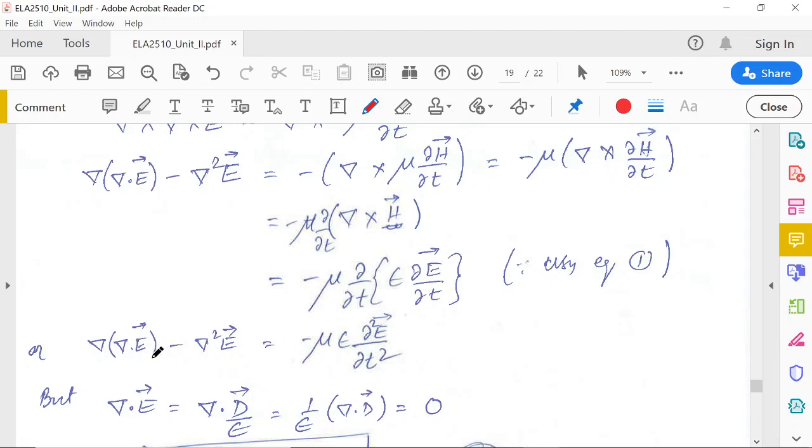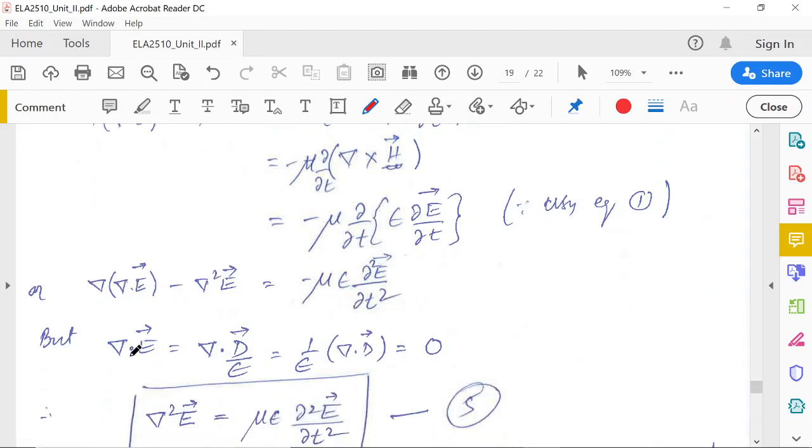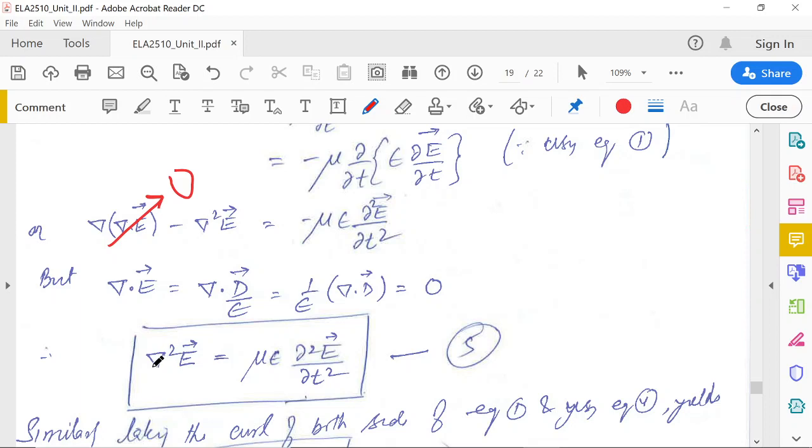Now we have omitted the H, and all three terms include E. Divergence of E is divergence of D over epsilon for homogeneous materials, and divergence of D is already zero because there are no free charges, so this term leads to zero. What we get is the equation del square E equals mu epsilon del square E over del T square. This equation is called the wave equation.